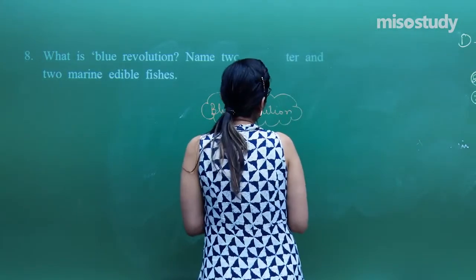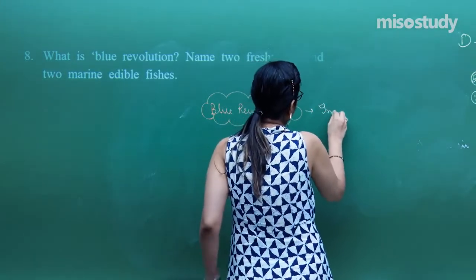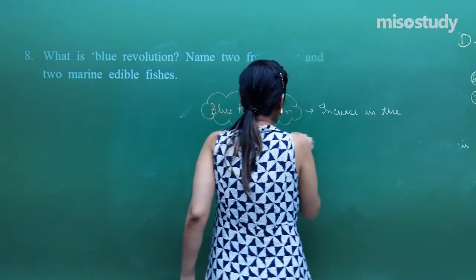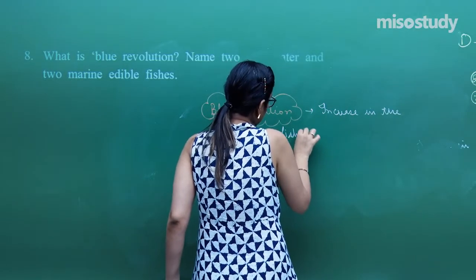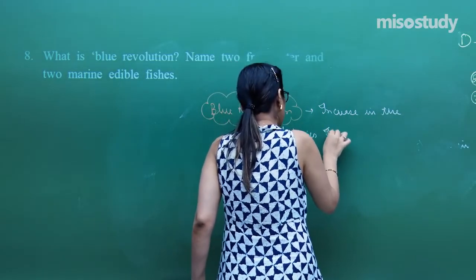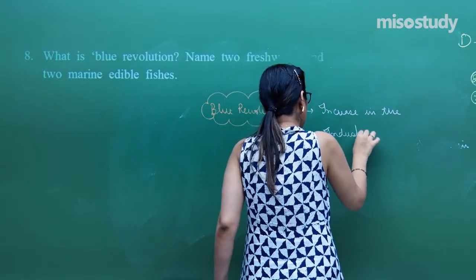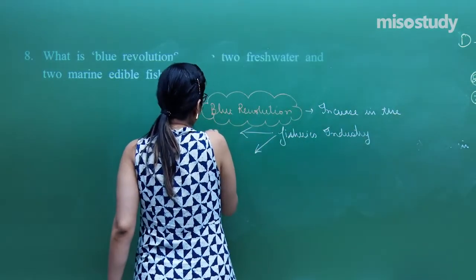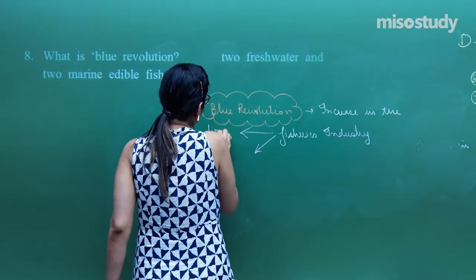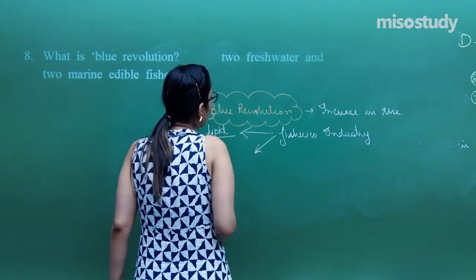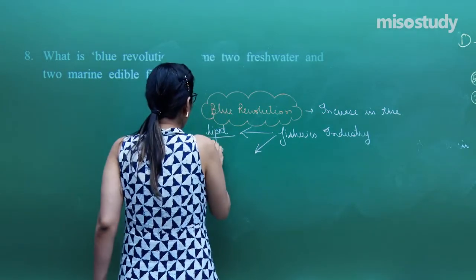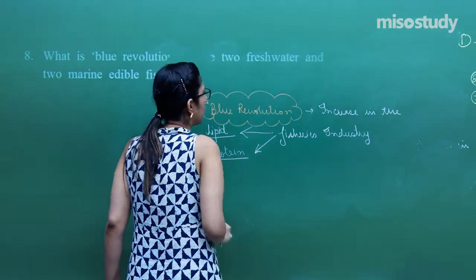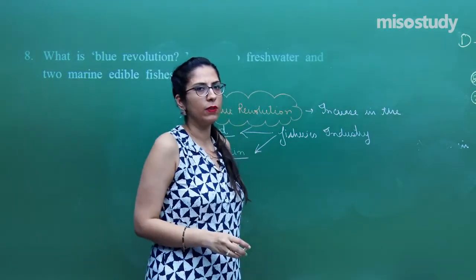That means an increase in the fisheries industry, because fishes are a rich source of lipids. Good lipids, omega-3 fatty acids, are present in them, and they are a good source of protein as well, right? This is called the blue revolution.